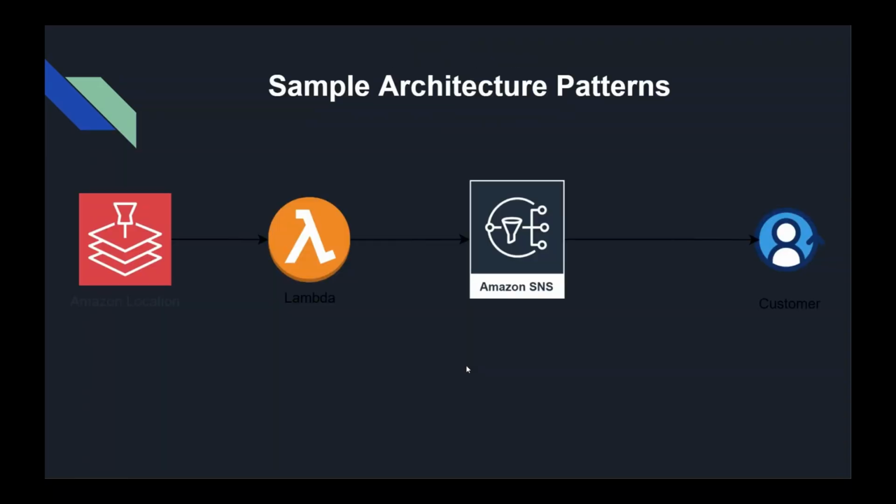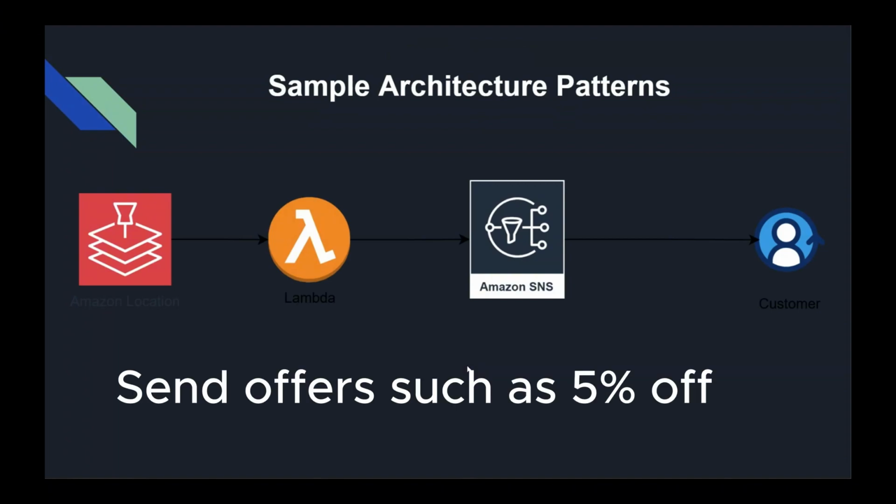This is a sample event-based architecture where we have Amazon Location, the service that we use, that will be sending the data to Lambda, that in turn will be processing those events, and it could send it to SNS, or even Lambda can directly notify the customer of a particular event. Like, say there's a customer nearby a restaurant, and then the restaurant could send offers, 5% off for you to eat. Those kind of offers could be very enticing to a customer that is already nearby.